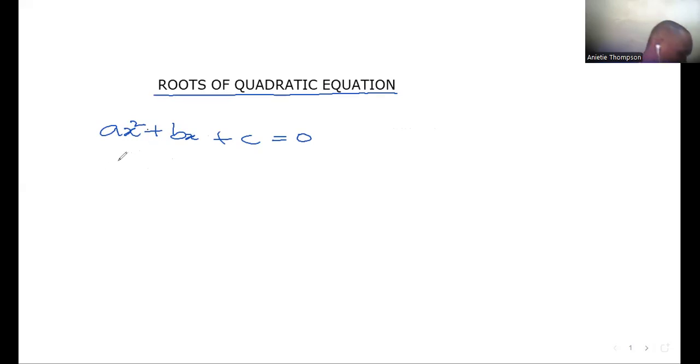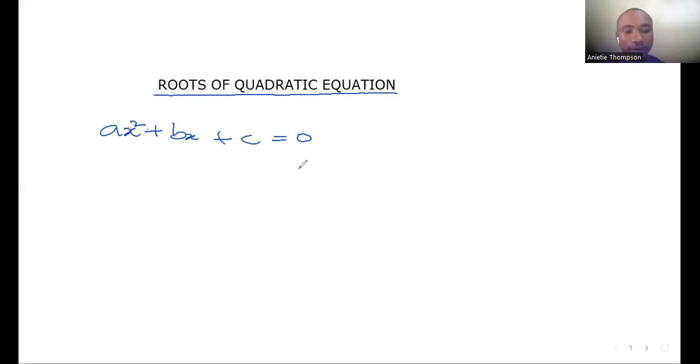For any quadratic equation like you can see here, excuse me. Okay, sorry, I'm trying to put my charger. My system was really not doing well. All right.